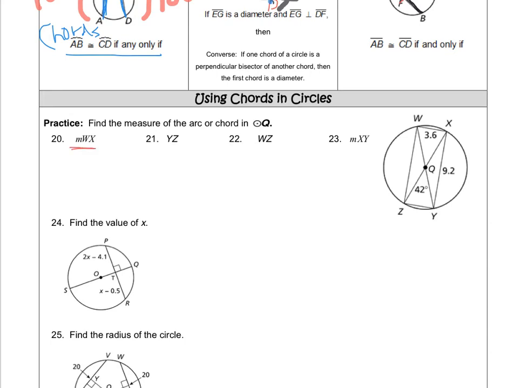So the first thing they want us to do is find WX. Well, WX is this piece right there going across. And it is a chord, because there are 2 points on the circle. Well, isn't this measure right there? They've given it to me right there. So it's 3.6. Then they want me to find YZ. Okay. Well, YZ is this chord down here. Well, since these chords are connected to the other, isn't this going to be congruent to that?